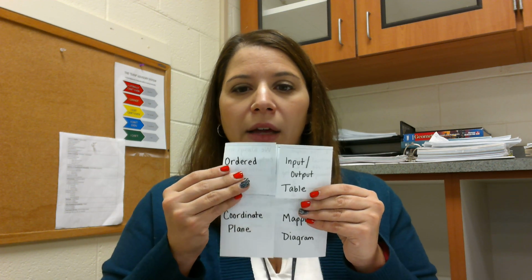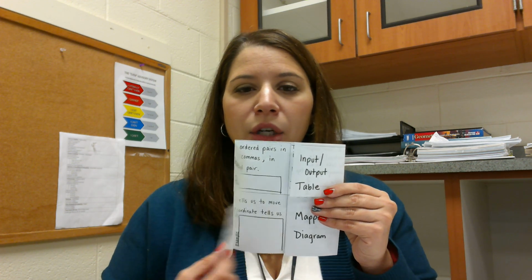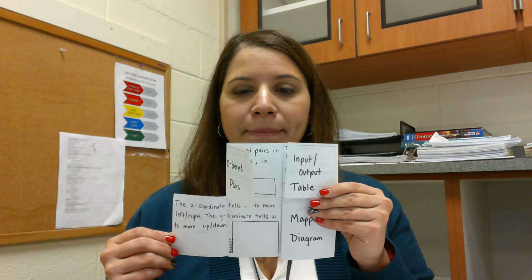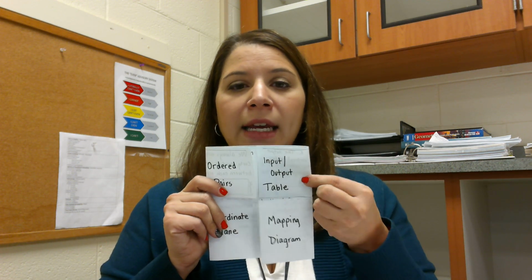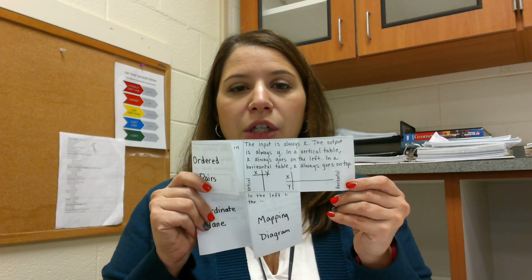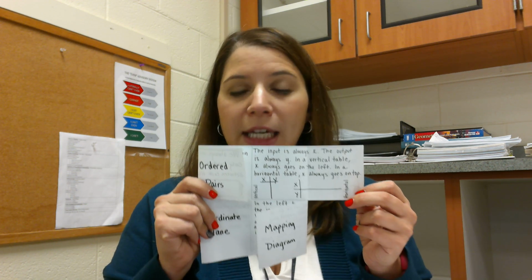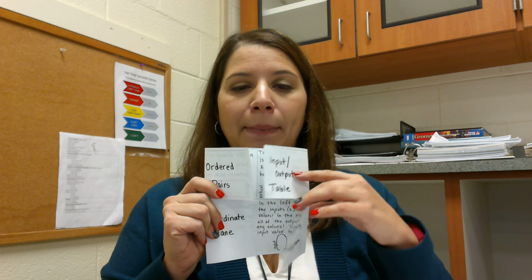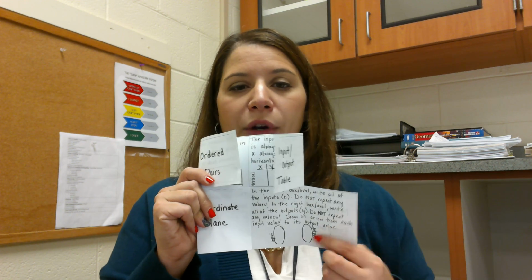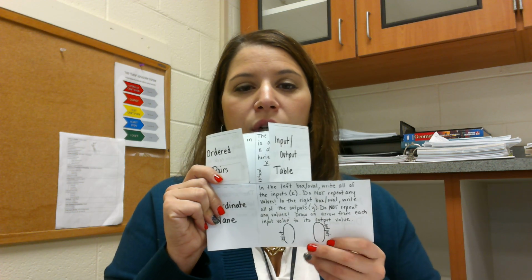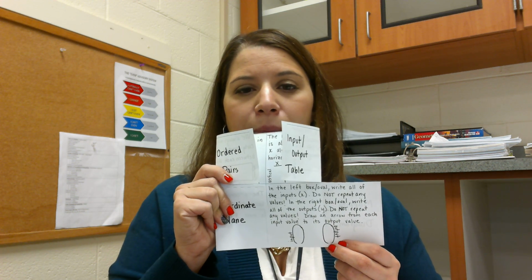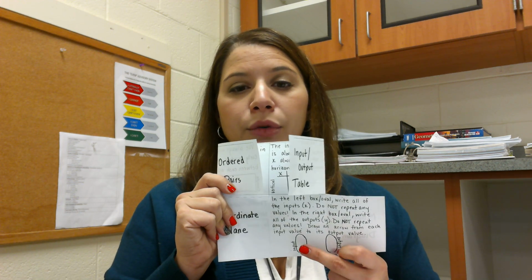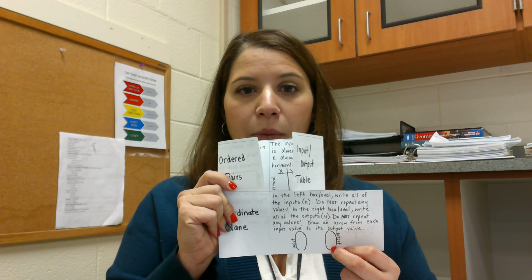The next way is a coordinate plane, using a traditional XY coordinate plane. Then an input and output table. This is your traditional horizontal or vertical T-chart. We've seen these before. And then a mapping diagram, where you have two ovals. The left oval represents the input, the right oval represents the output, and then we draw arrows from each input to each output.